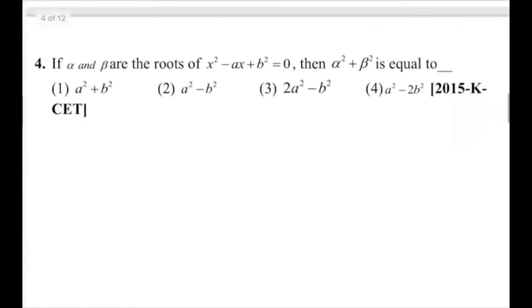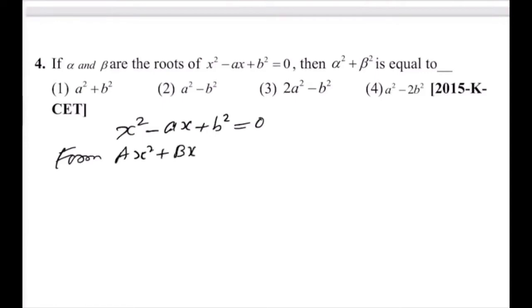Next we shall take up this question, fourth question. Alpha and beta are the roots of this equation. Then alpha square plus beta square is equal to... Given equation x square minus ax plus b square equal to 0. This is of the form ax square plus bx plus c equal to 0. On comparing, you get a is 1, capital B is minus a, and capital C is b square.